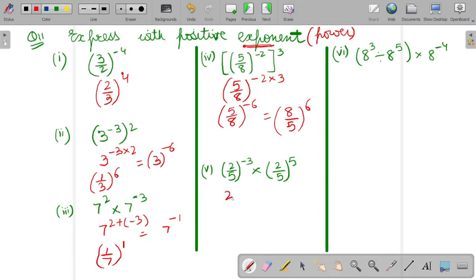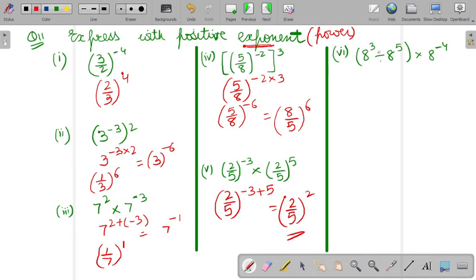In fifth part, 2 by 5. Use the law. Bases are same and it is in the multiplication form. So how will you write it? You will add the powers here and so 2 by 5 power 2. Observe in this case, after solving it, you are getting the power as positive itself. So no need to change the base.